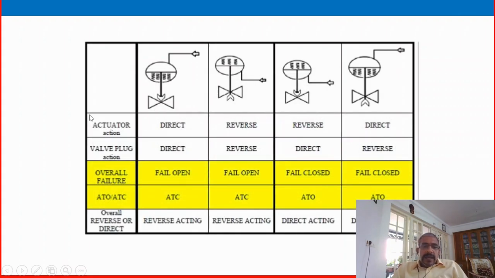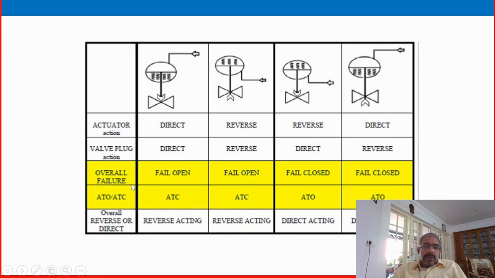The same thing explained a little better. Actuator action direct: this is the actuator, this is the spring, and the other connecting system is direct, so the valve works direct. On overall air fail, it is open. The notation is ATO, air to open, or air to close. That is air to open, ATO.